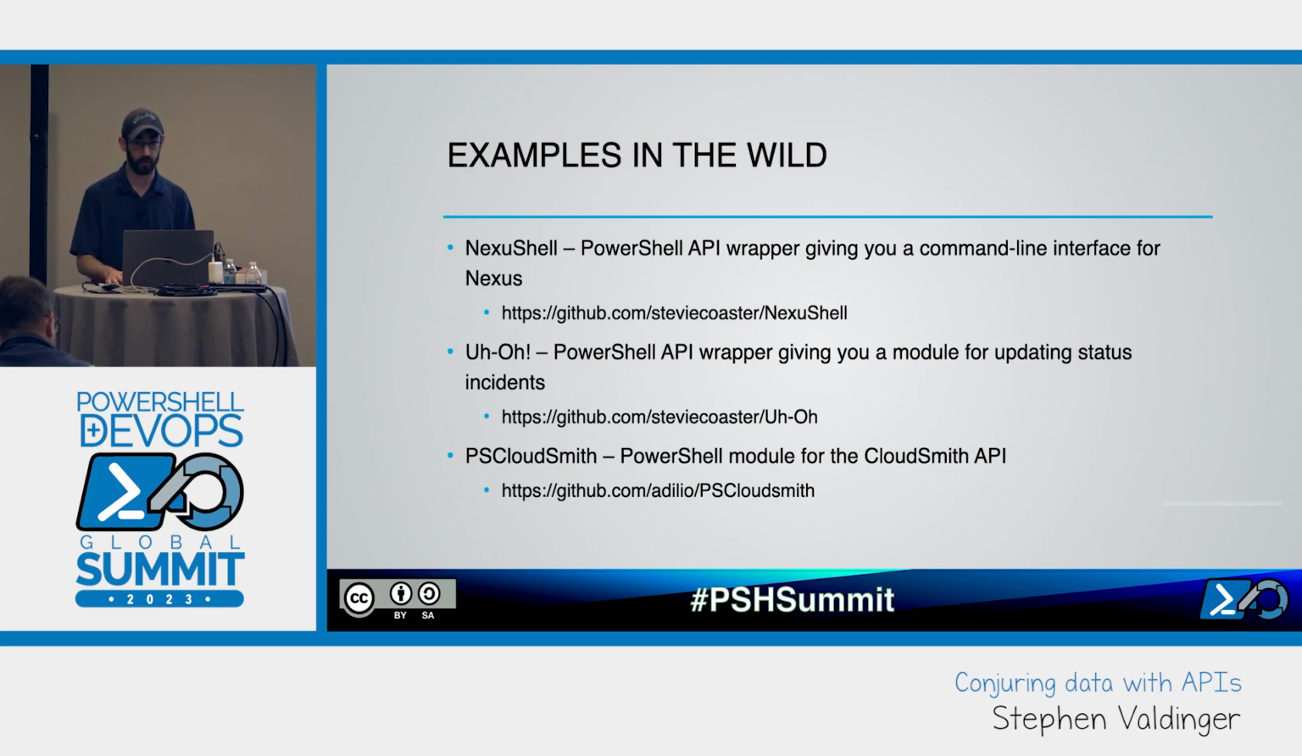So a few examples in the wild. If you're not familiar with writing API wrapper module type stuff in PowerShell, I'm addicted to it, so I do it a lot. Here's a couple of things that I've done. Nexus Shell, it's a PowerShell API wrapper for Sonatype Nexus, which is a repository server, which is one that I work with all the time at Chocolatey. And it just gives me a nice CLI for creating new repos or blob stores or managing those instances.